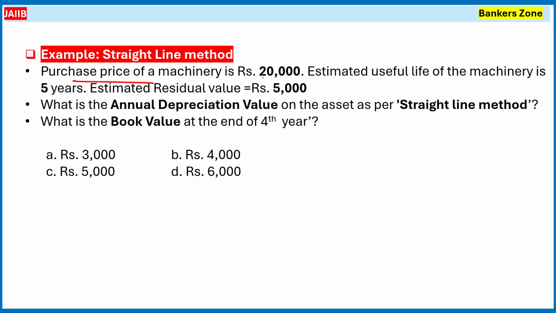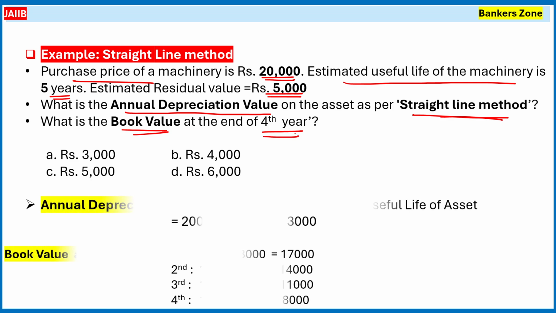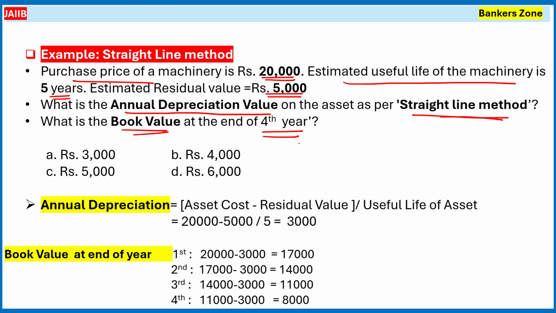Purchase price of a machinery is 20,000. Estimated useful life of machinery is 5 years, and the residual value is 5,000. Okay. Now what they are asking: what is the annual depreciation value as per the straight line method, and what is the book value at the end of 4th year? They are asking book value at the end of 4 years. Okay. Now see, previously we have learned how to calculate annual depreciation, the example is the same.